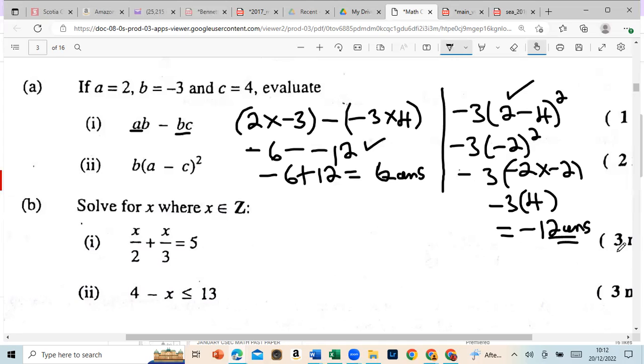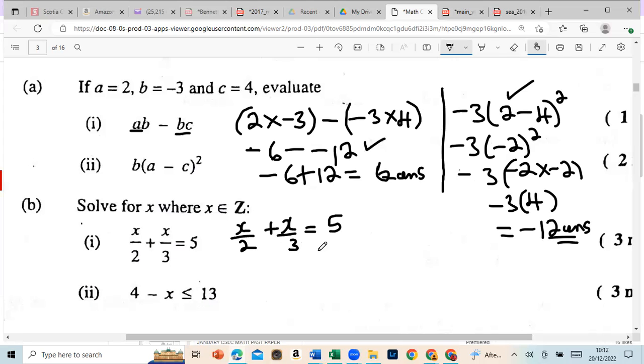Let's see if we can get this next 3 marks, which is x over 2 plus x over 3 is equal to 5. Let's go. So we have x over 2 plus x over 3. Let me just say this, guys. Whenever you get a mathematics problem and you have brackets and fractions, we usually get rid of those first in order to solve it.